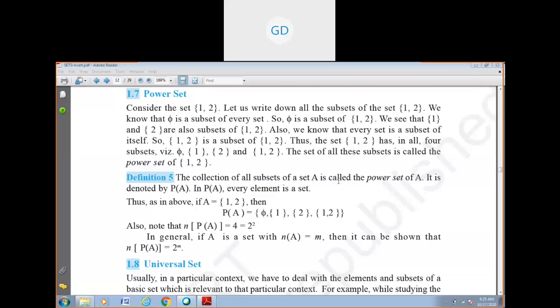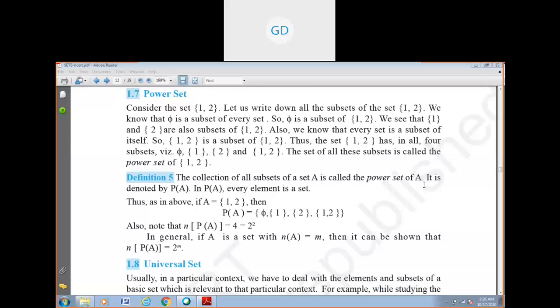If A is any set and the number of elements of A is 2, then the number of elements of the power set of A will be 2 to the power n, that is 2 to the power 2. So that is 4. So we discussed this much about power set, examples, and the number of elements in the power set in the last class. So now, universal set.